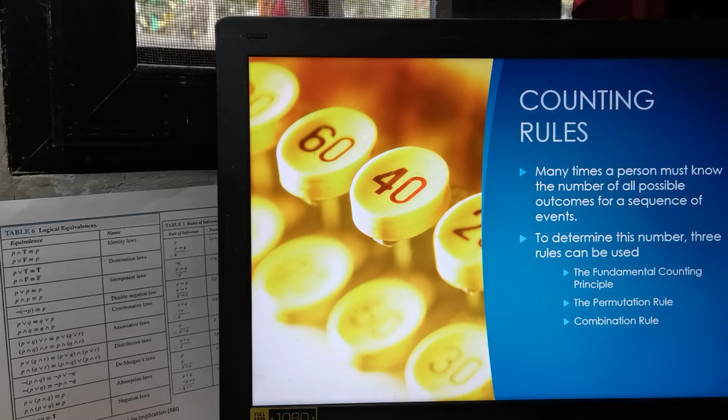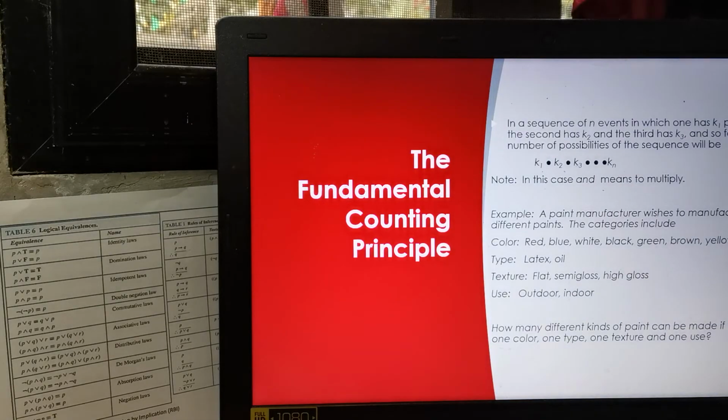Okay, so to determine this number of possible outcomes, 3 rules can be used. The first one is the fundamental counting principle. The next is the permutation rule, and the third is the combination rule. So I am going to discuss these one after the other. So, let's start with the fundamental counting principle.